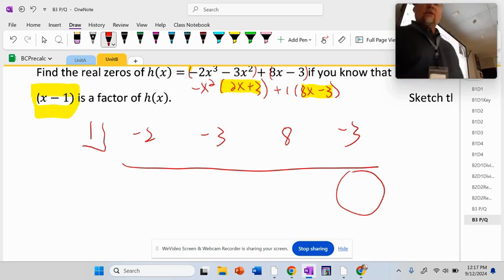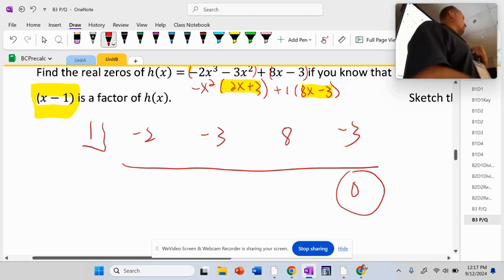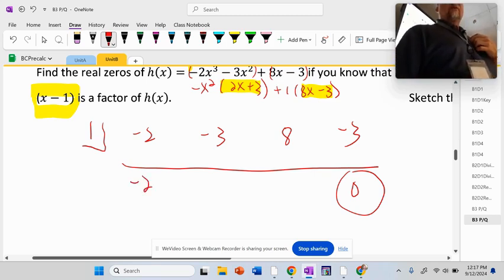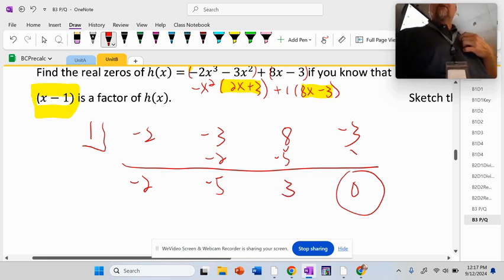0. Okay, so you either made a mistake or we made a mistake. It's more likely you, but no, we're not perfect. So it could have been us. Negative 2, negative 5. Negative 5, 3, and there you go. 1 times 3 is 3. 3 plus negative 3 is 0.